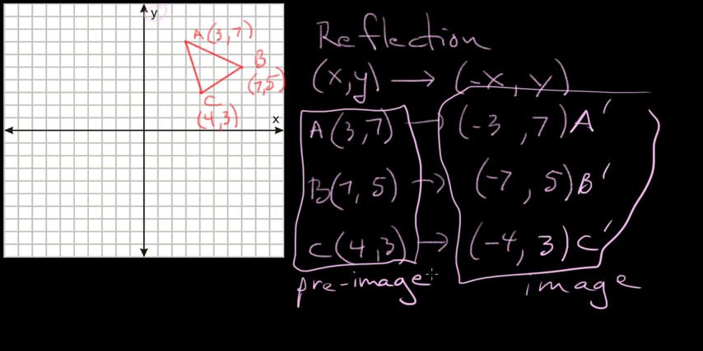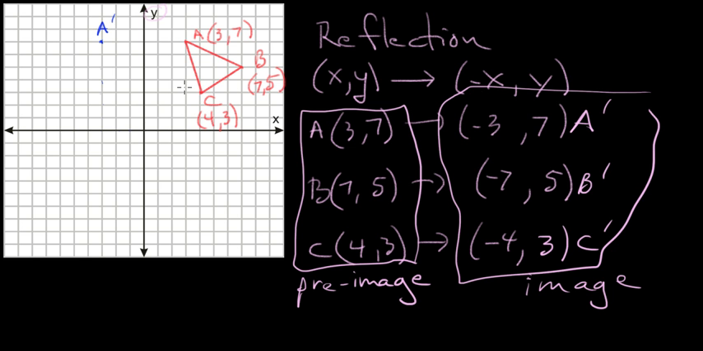Anytime we do transformations, you've got a pre-image and an image. Okay? So let's plot these points and see what we have. Negative 3, 7: 1, 2, 3 and 1, 2, 3, 4, 5, 6, 7. And there we have A prime.